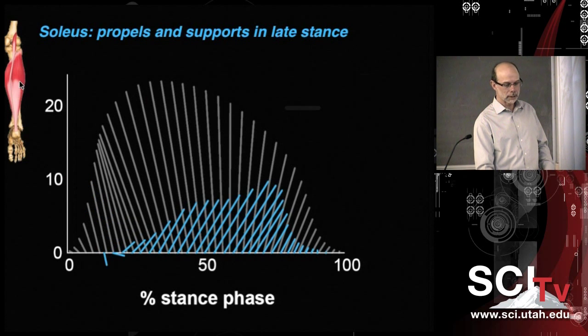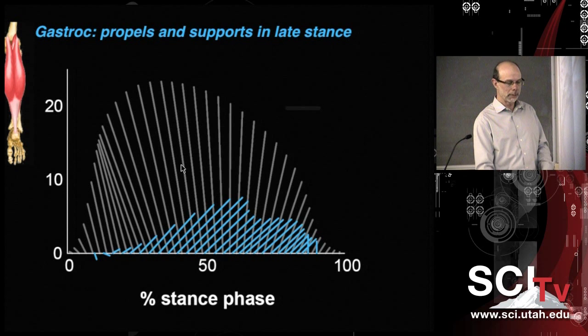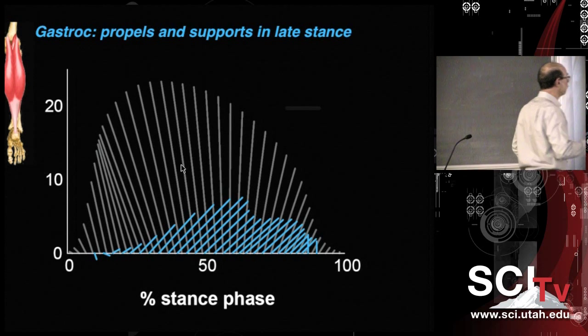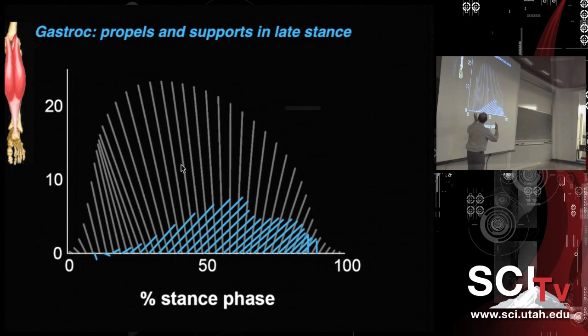The soleus supports body weight and pushes you forward in late stance, so it's kind of the same story as in walking. Gastrocnemius, that big muscle in the back of your calf. So these are very nicely synchronized. You know, quads come on and shut off.